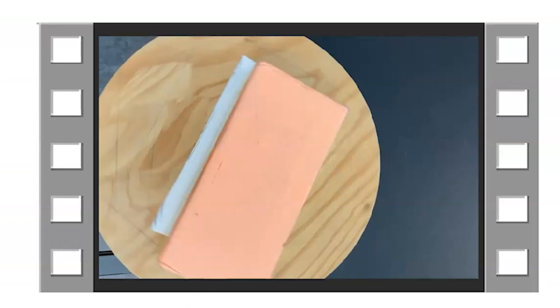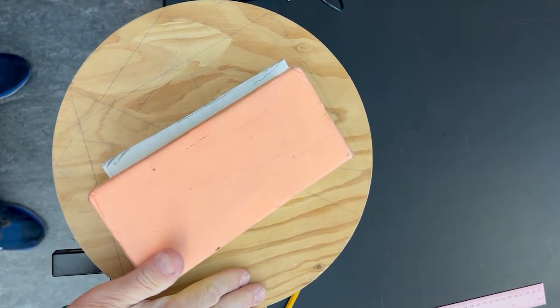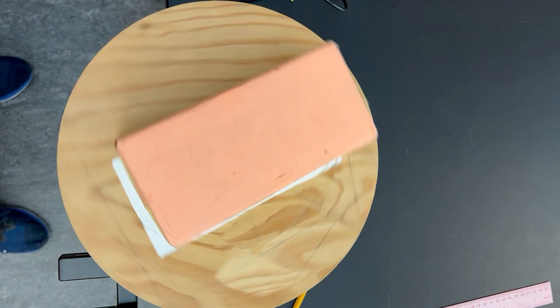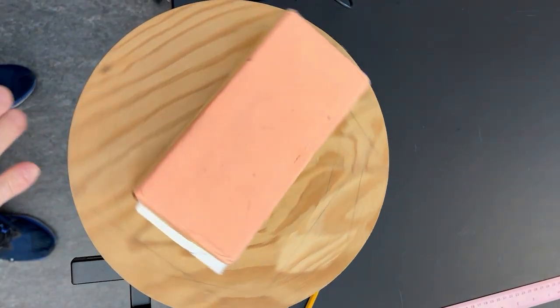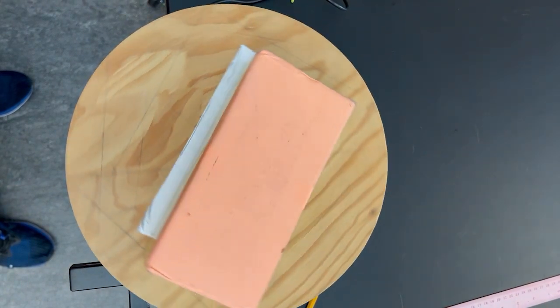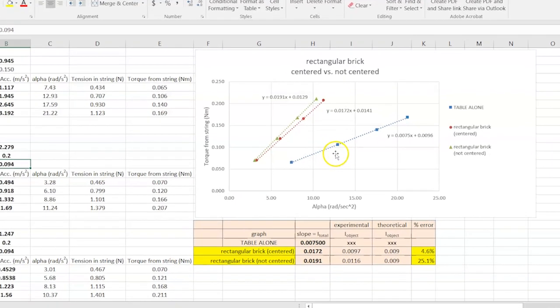brick was. So now I've moved the brick off center, and you can see the white piece of paper on the turntable shows where the brick was previously. So now let's take a look. Let's enter our data into the Excel file and see how big a difference this makes.